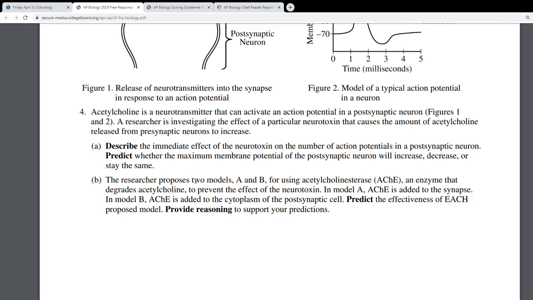So first, describe the immediate effect of the neurotoxin on the number of action potentials in a postsynaptic neuron.